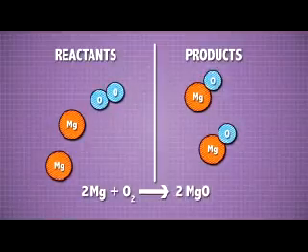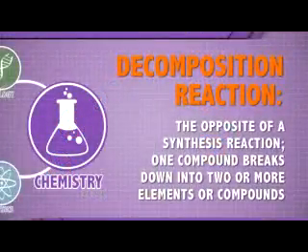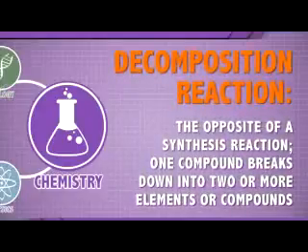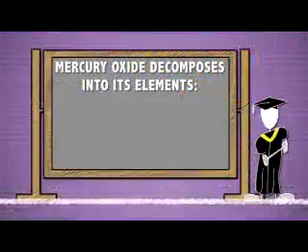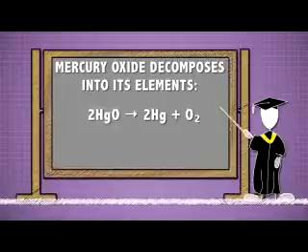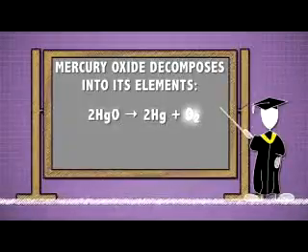A decomposition reaction is the opposite of a synthesis reaction. It is when one compound breaks down into two or more elements or compounds. Like mercury oxide decomposing to its elements, two mercury oxide molecules break down to two mercury atoms plus one O2 molecule.